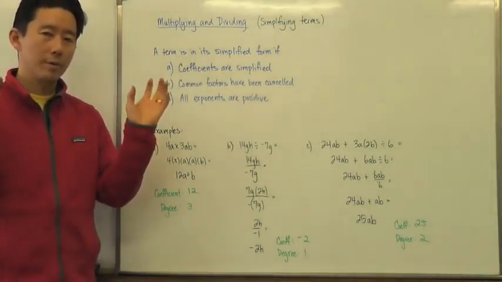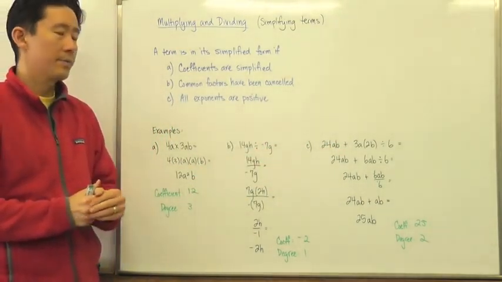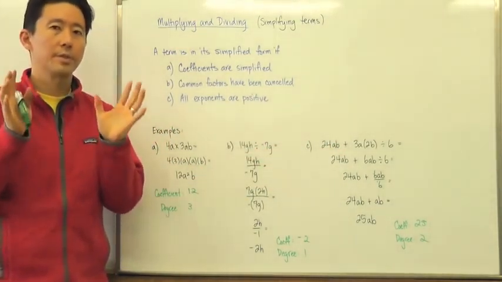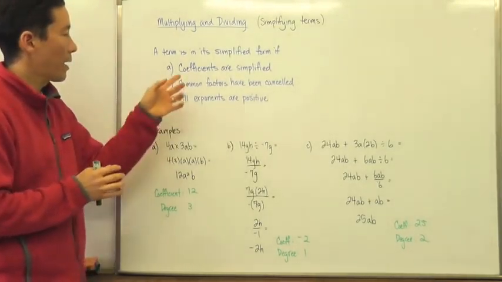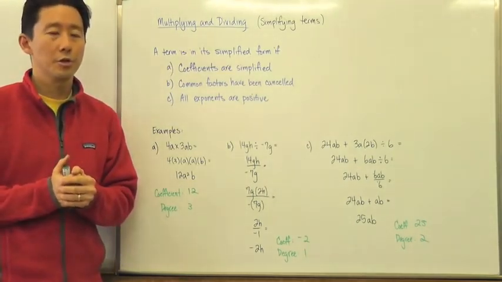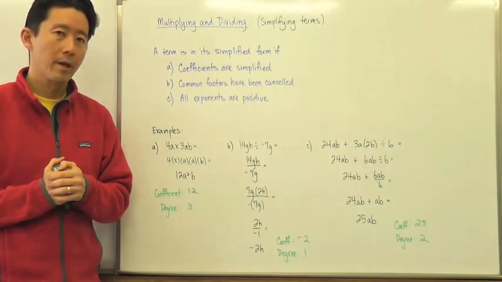Okay, so again, what we're doing at this point, with the exception of some very simple examples, is just taking a look at terms themselves and simplifying them as much as possible. And there are 3 different things that we need to ensure in order to know that a particular term is in its simplified form.